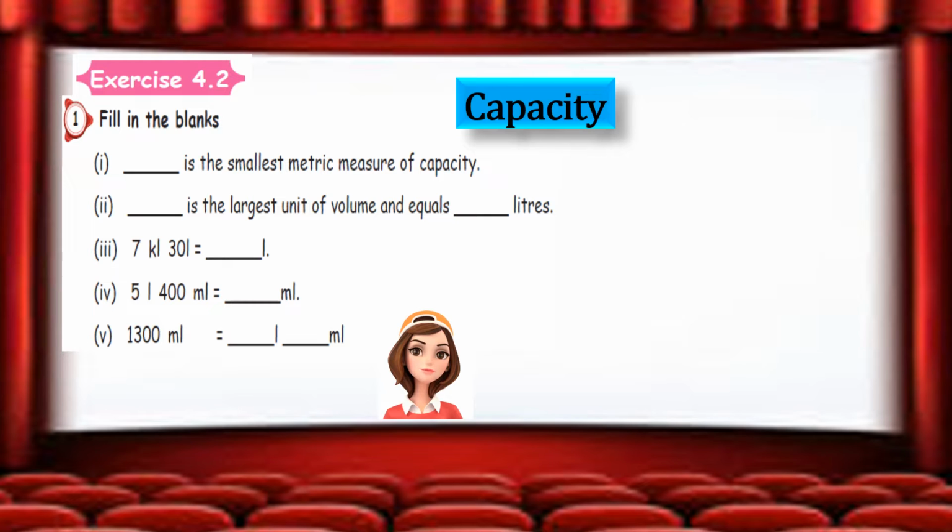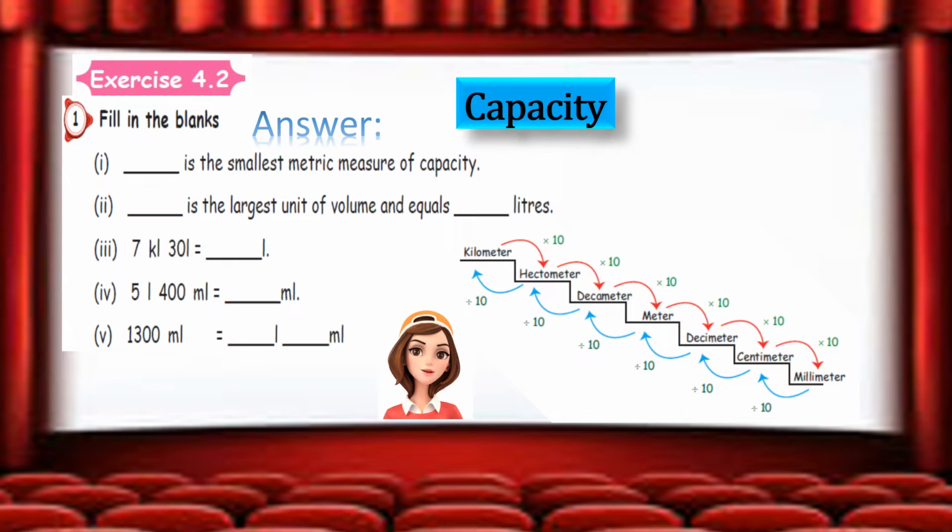So dash is the smallest metric measure of capacity. So we need to find the smallest, isn't it? See here, this we have learnt for the length, isn't it? Length ku kilometer, hectometer and so on. But for weight also we have learnt, we changed and learnt kilogram, hectogram, decagram. Okay? Likewise, we are going to change now as kiloliter, hectoliter, decaliter, liter, deciliter, centiliter and milliliter. Fine. So now it's easy to identify which is the smallest one.